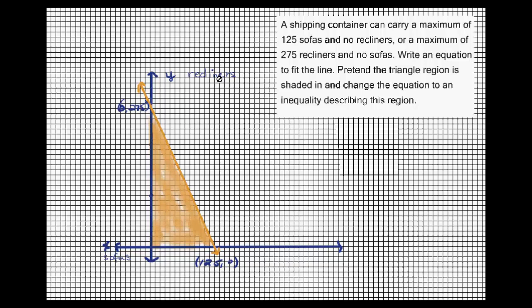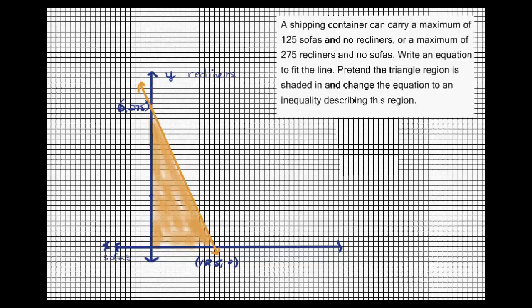And then for our recliners, our maximum is 275 recliners and no sofas. So I've marked here the point that represents that maximum for recliners. Okay, so 275 recliners, so it's 0 sofas and then 275 recliners. That's going to be our y coordinate. I have drawn here in orange the line that represents the maximum. Okay, so anything including this line and this region that I've shaded in orange will fit in this shipping container. Now that includes the line, so that's why the line is solid and not dashed.